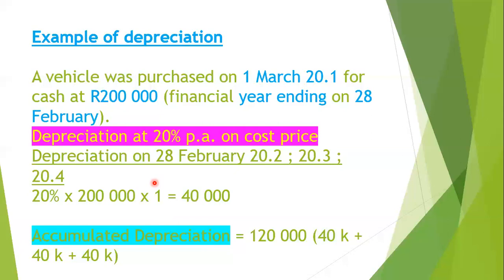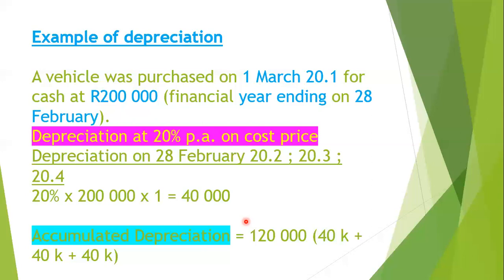So just get in the habit of writing this 1 also. Okay, so this 20% times 200,000 times 1 would give you the 40,000. And as we said, because this is the straight line method on the cost price, every single year, so for the year end 28 February 20.2, 28 February 20.3, and 28 February 20.4, the depreciation for all these years is going to be 40,000. So then it brings us to the next question.